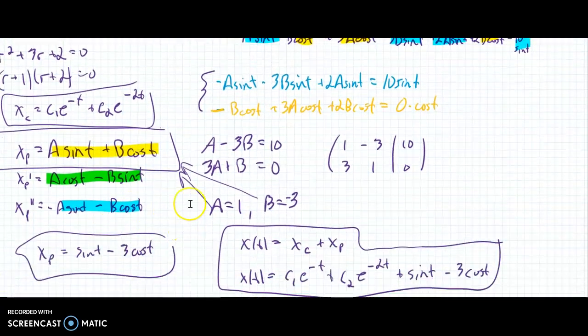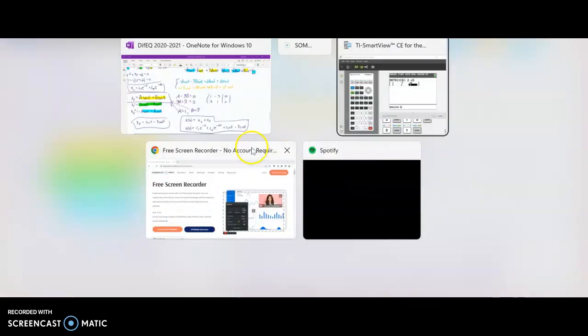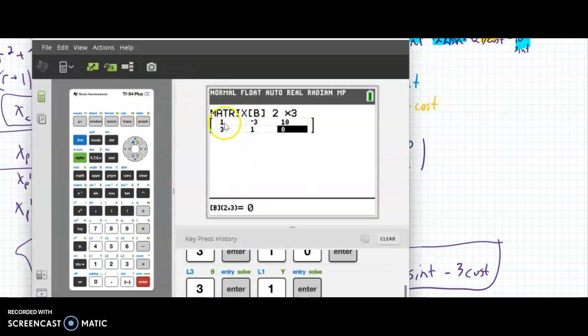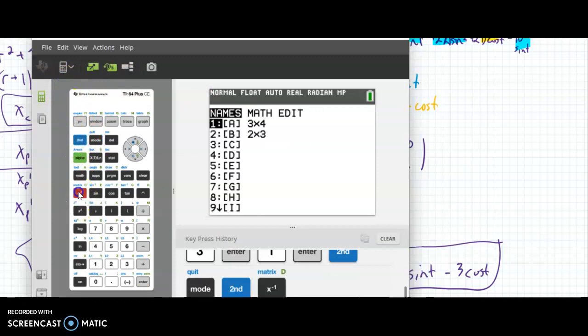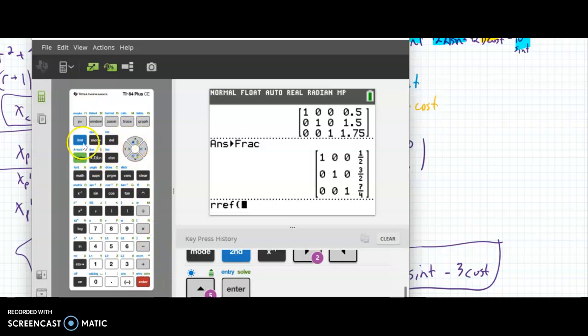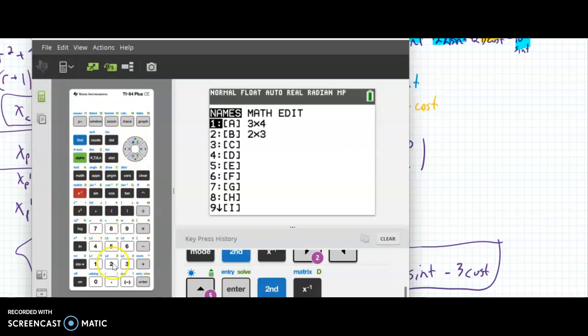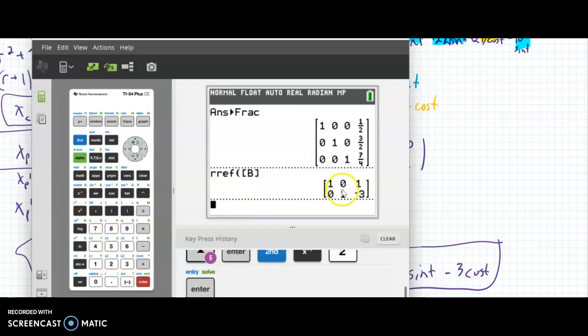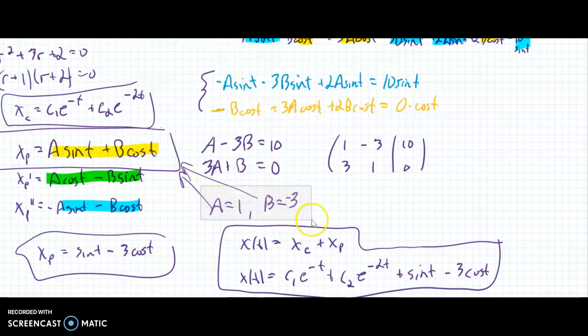From there, I plug that into my calculator. Here it is right here. I'll show that to you in my calculator. There's my calculator. 1, negative 3, 10, 3, 1, 0. Quit. Second matrix. Which one is it? B. So I'm going to go math, REF, and then I'm going to go back into the matrix, and I'm going to take matrix B, and I get 1 comma negative 3. So that tells me that A is 1 and B is negative 3. That's what I have written right here.